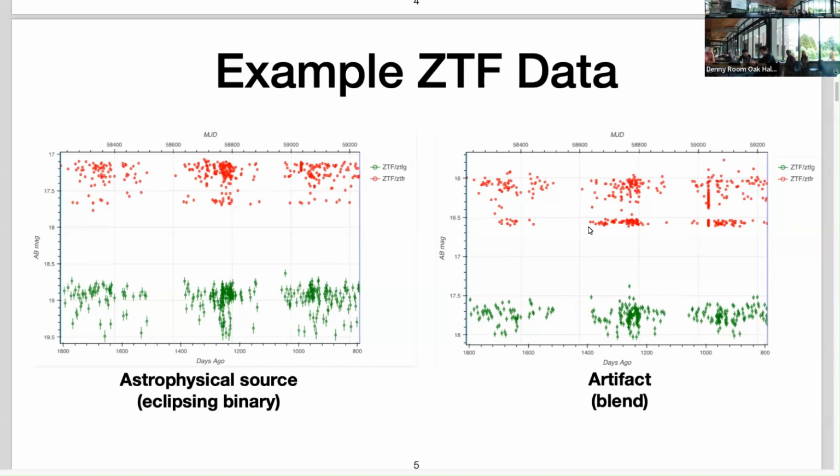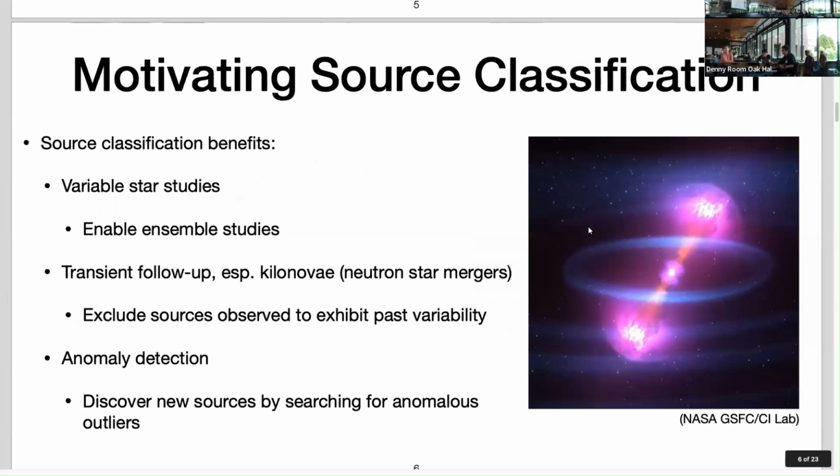So one of these, like I said, is astrophysical, one is an artifact. We want to tell the difference between these and many other kinds of sources. We want to classify all these different light curves that we have from ZTF. And so just to motivate that a little bit more, obviously this benefits just anyone who's interested in variable sources. If we have a whole bunch of classifications we can put on light curves, then they can use those for ensemble studies. But more near and dear to the Coughlin group is transient follow-up.